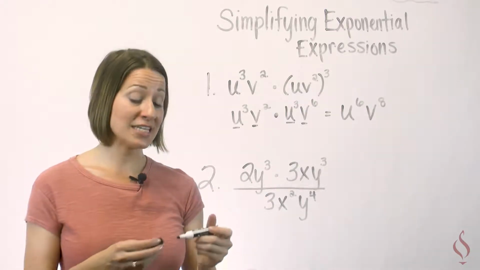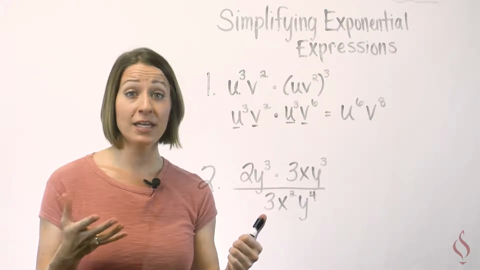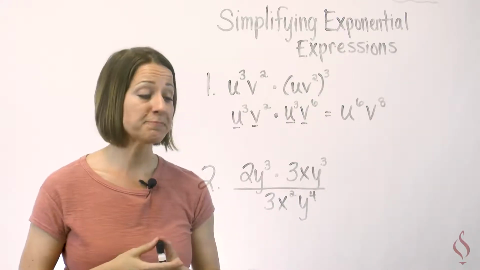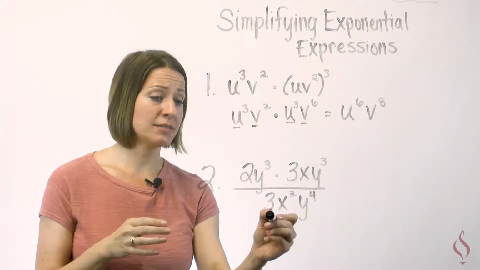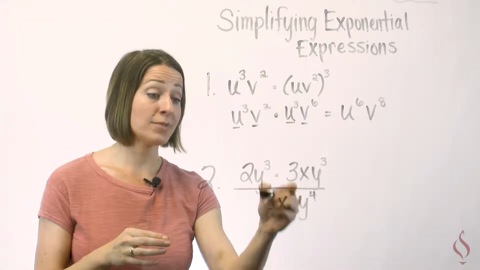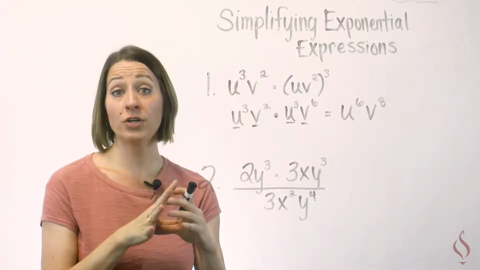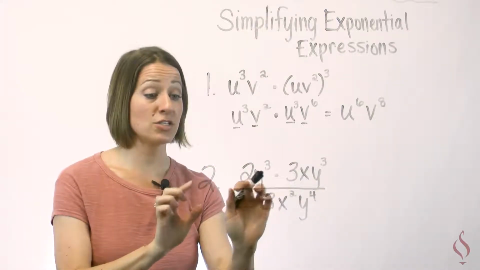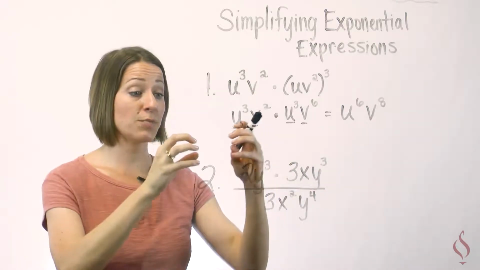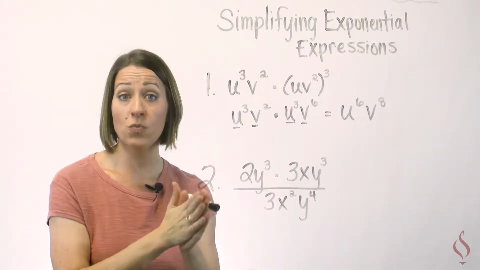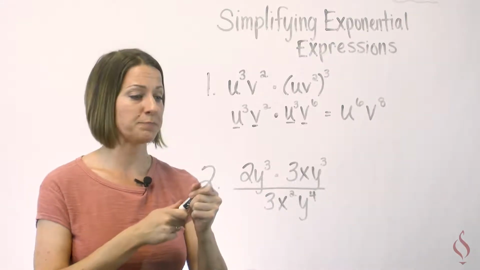Okay, so take a look at this one. This one automatically probably looks more complicated because it's in a fraction format. So the best way to tackle a problem like this is to start working with the numerator first. And especially since the numerator has two separate parts, we want to make those two separate parts together into one. And then we can start simplifying with the denominator.